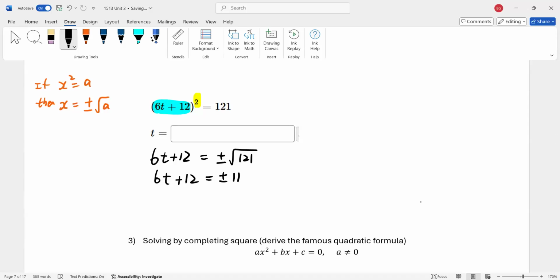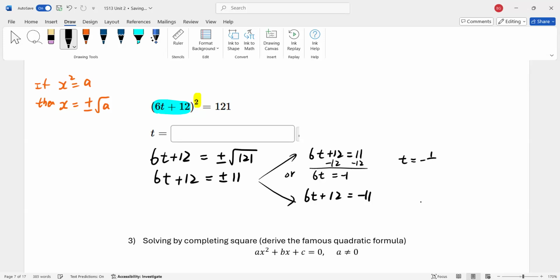And from here, you are going to separate, right? 6t plus 12 equals positive 11, or, the logical connective is OR, 6t plus 12 equals negative 11. And then you solve the two linear equations separately. You subtract 12, you have 6t equals negative 1. And this gives you t equals negative 1 over 6, right? And in this one, you subtract 12, you have 6t equals negative 23.